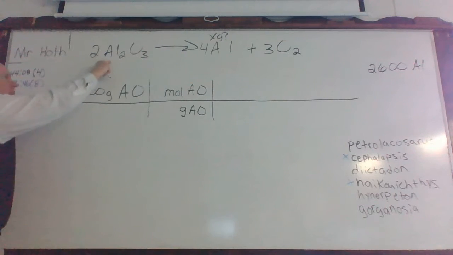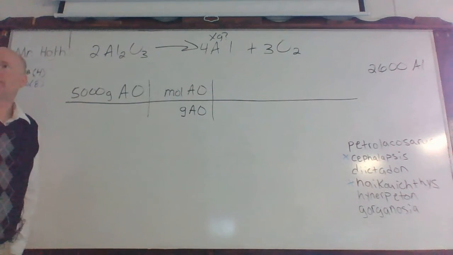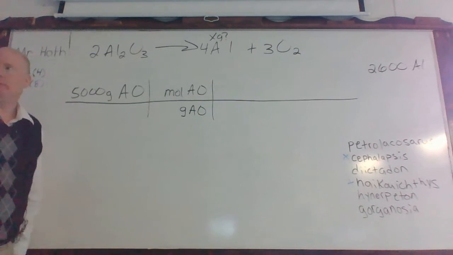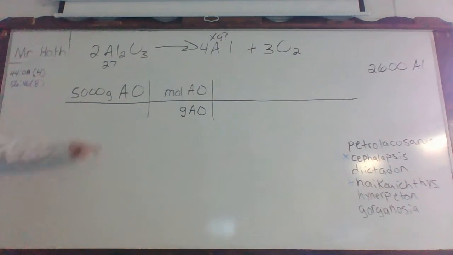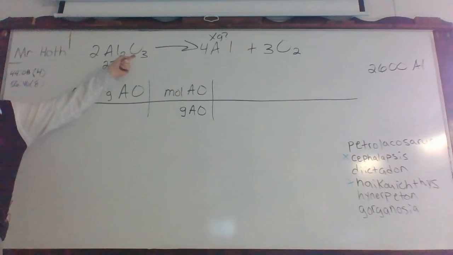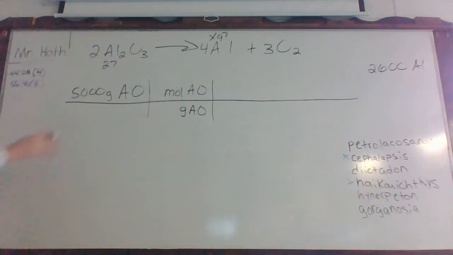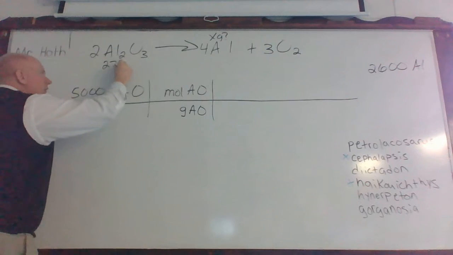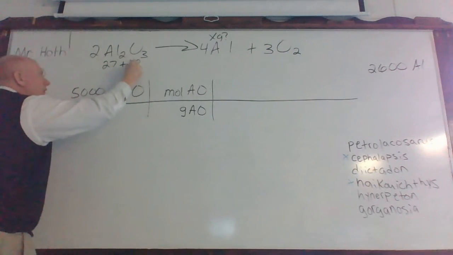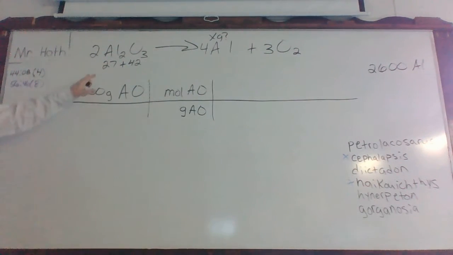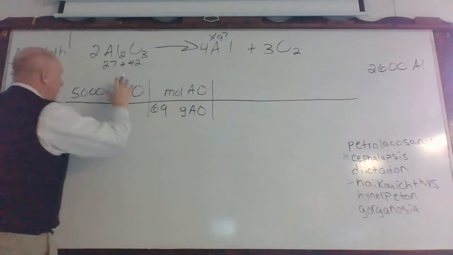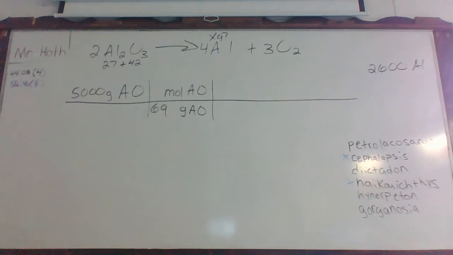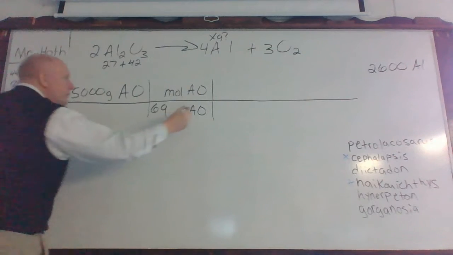Each aluminum is how many grams, approximately? It says 26.9, whatever. So we're going to say 27. And each oxygen is 16. So 16 times 3. So we add them together. Got about 69 grams of aluminum oxide. All right, so our grams have canceled.